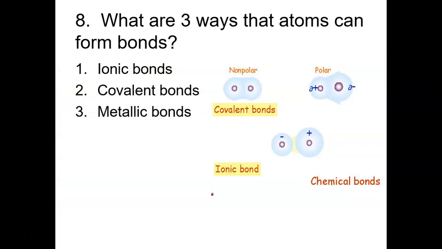All right, there are 3 different kinds of bonds that can form. So what are those 3 ways that atoms can form bonds? One of them is known as an ionic bond. The second one is known as a covalent bond. And the third one is known as a metallic bond. We're going to get into those more tomorrow. But for now, ladies and gentlemen, just know that those are our 3 kinds of bonds.